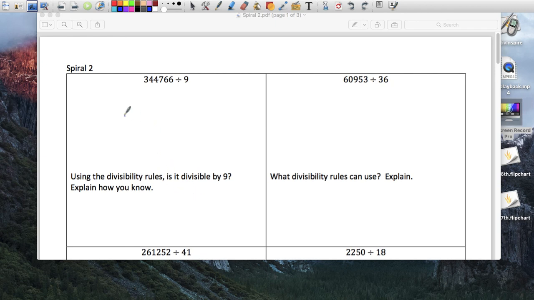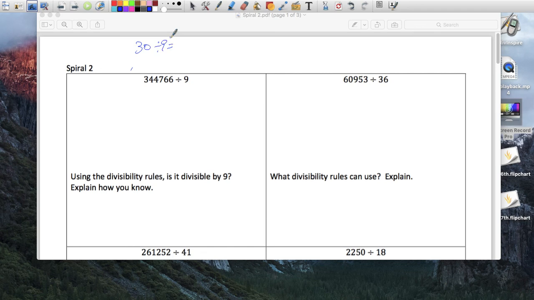Is it divisible by 9? Well, to be divisible by 9, I have to add all the digits and make sure that 9 goes into the sum of all those digits. 3 and 4 is 7, plus 4 is 11, plus 7 is 18, and 18 with these two 6s is 12, so the sum here is 30. Is 30 divisible by 9 evenly?